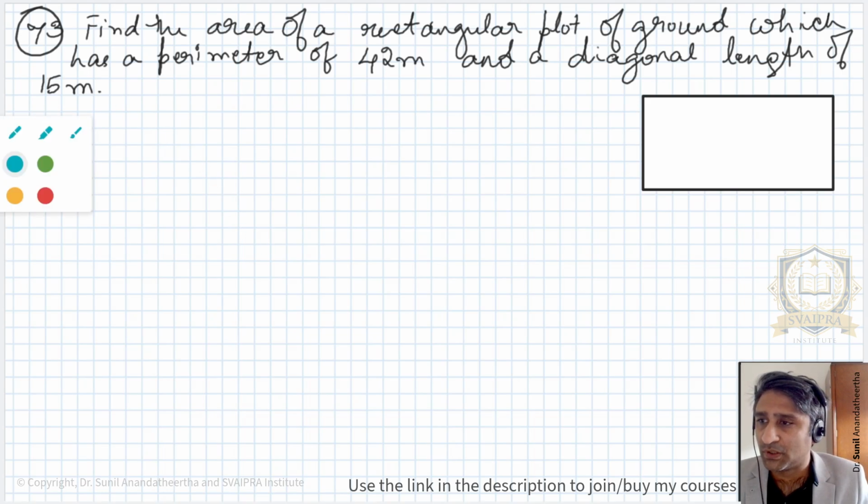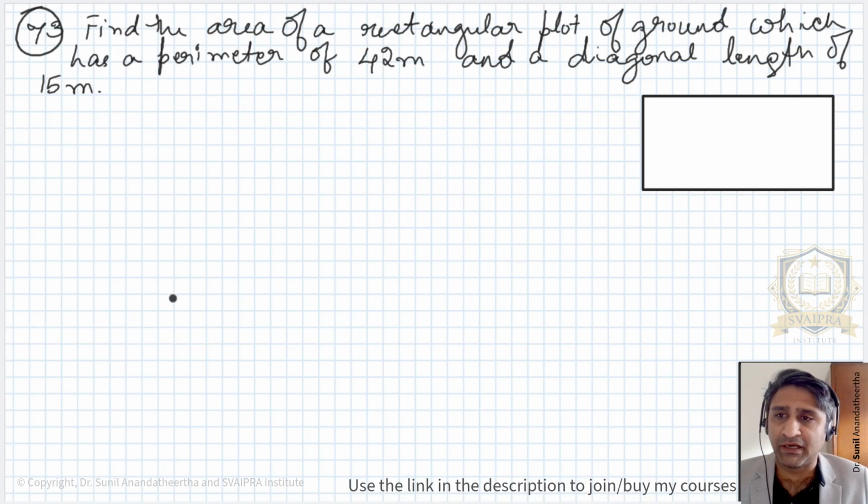Hello, so we are going to solve a wonderful problem now. Let's read out the problem first. Find the area of a rectangular plot of ground which has a perimeter of 42 meters and a diagonal length of 15 meters. All right, so we have a rectangular plot which is provided here.